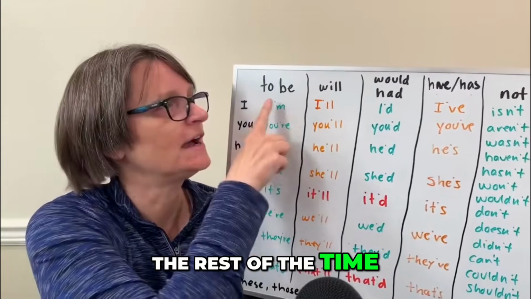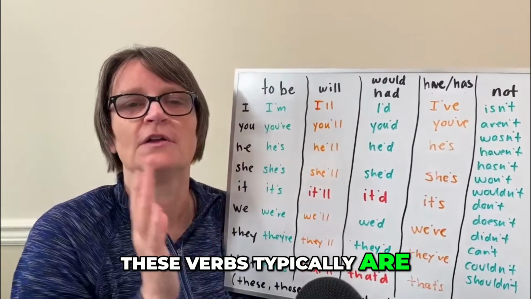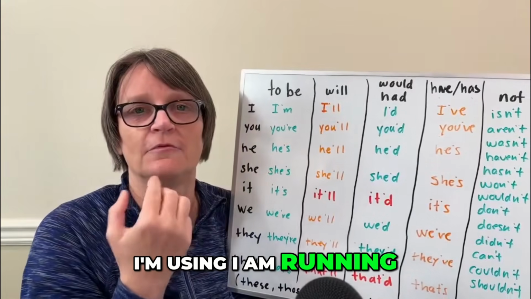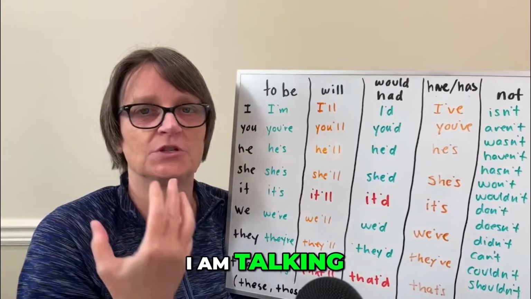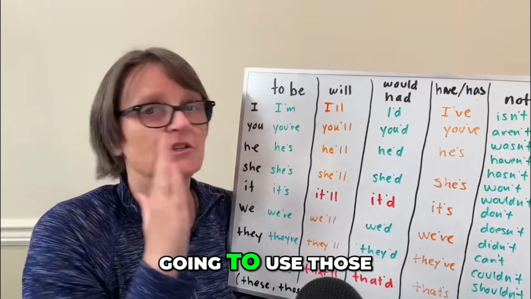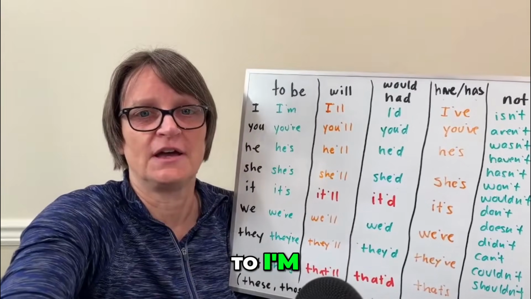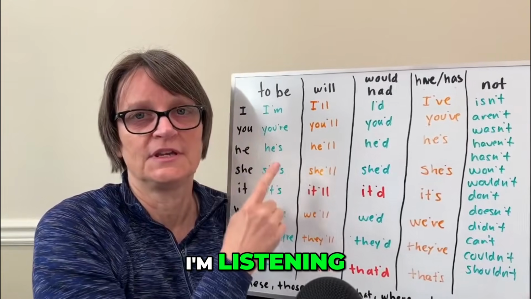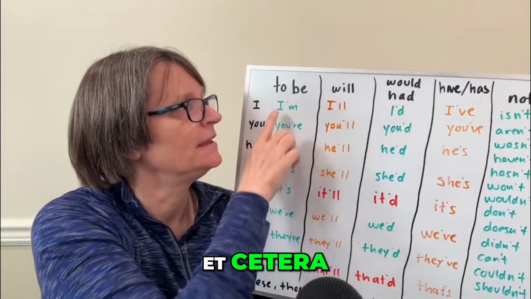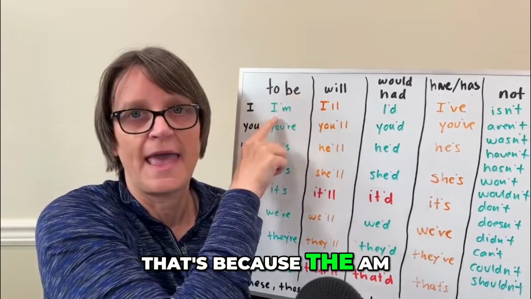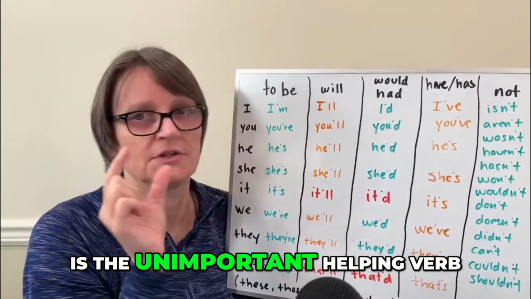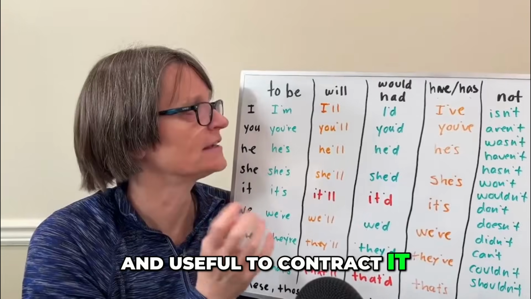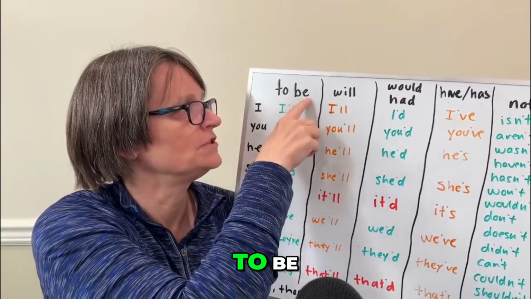The rest of the time, these verbs typically are supporting another verb. So usually I'm using I am running, I am teaching, I am talking, and I'm not going to use those two words. I'm going to contract it to I'm. So I'm going, I'm talking, I'm working, I'm listening, I'm learning, etc. That's because the am is the unimportant helping verb, and so it's easy and useful to contract it. So we do that with the verbs for, to be.